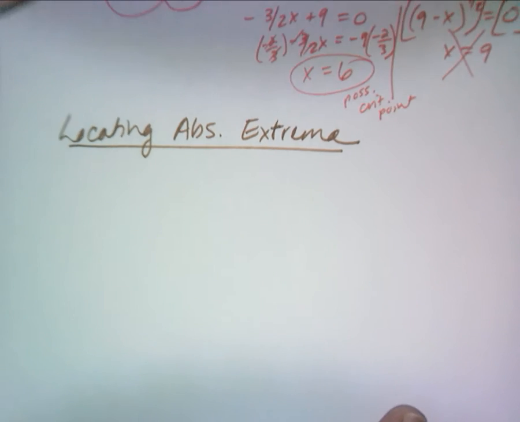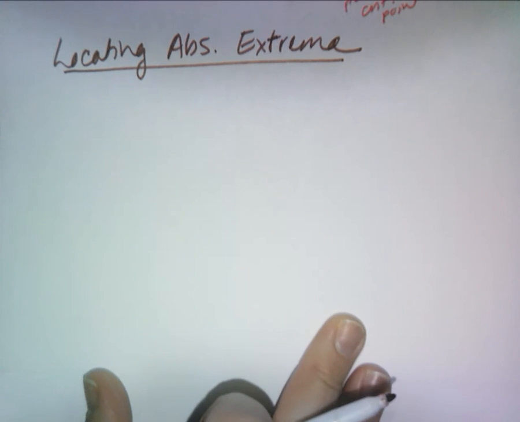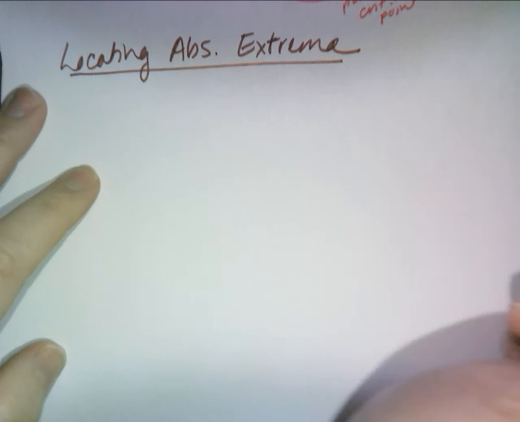All right, last and final thing. Talked about critical points, talked about locating absolute extrema. This is the last and final thing. And again, I'm going to give you a definition. It's going to sound complicated. It's not really that hard. I'll show you exactly what to do.